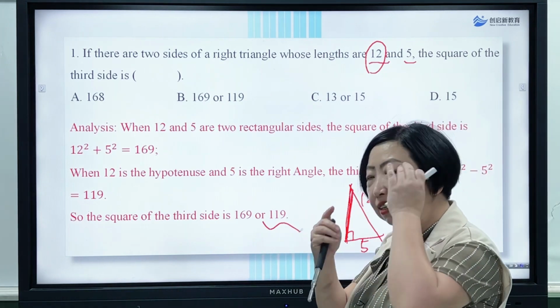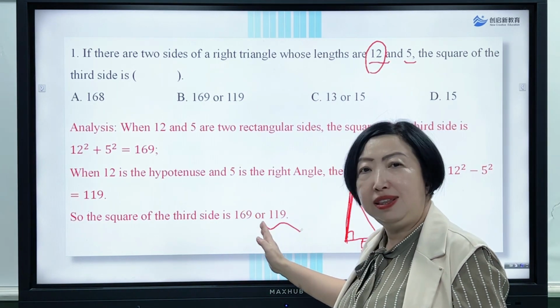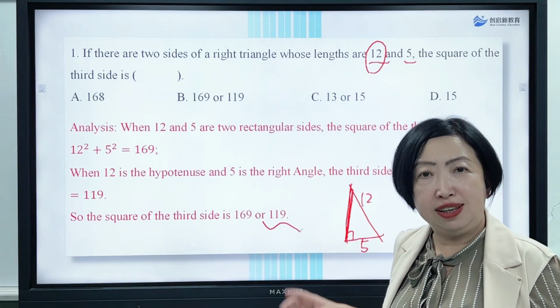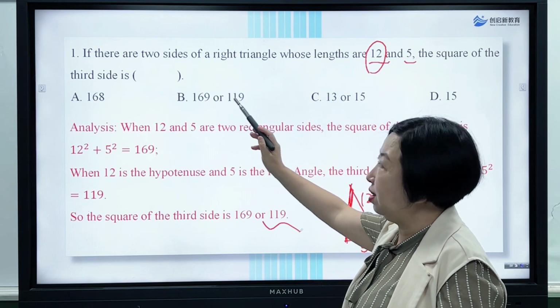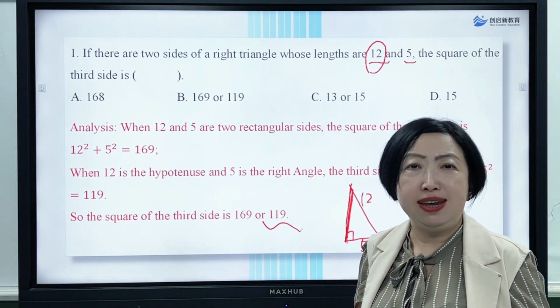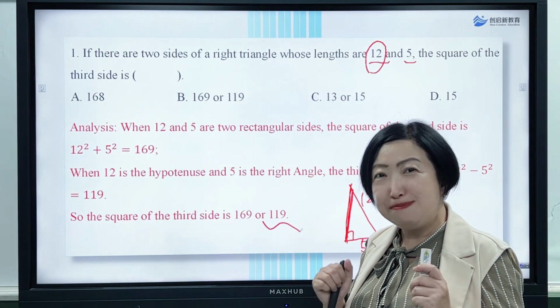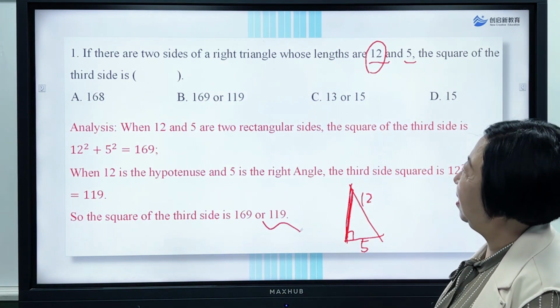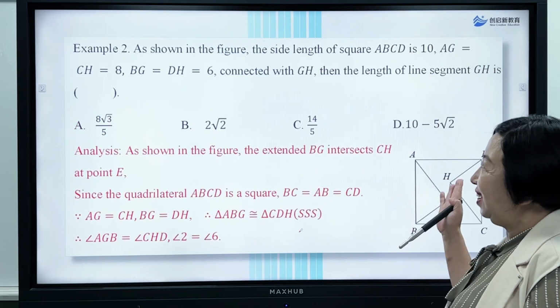So the answer also has two possibilities, 169 or 119. So we have two choices. Choose B. B is the right answer. Interesting. Pay attention. Okay, let's see this question.